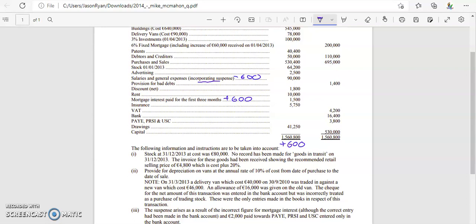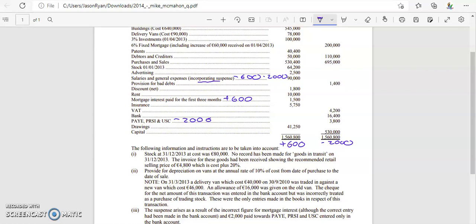That's the first adjustment. Second adjustment then says this PAYE entered only in the bank account for 2,000. So we said that we paid an extra 2,000. So because it's a liability, our PAYE is going to go down by 2,000. Now our debits and credits are not the same. So our credit side is down by 2,000. So remember, we need to correct our suspense account because it shouldn't be in our salaries and general expenses. So to make our debit side the same, we're going to take away 2,000.